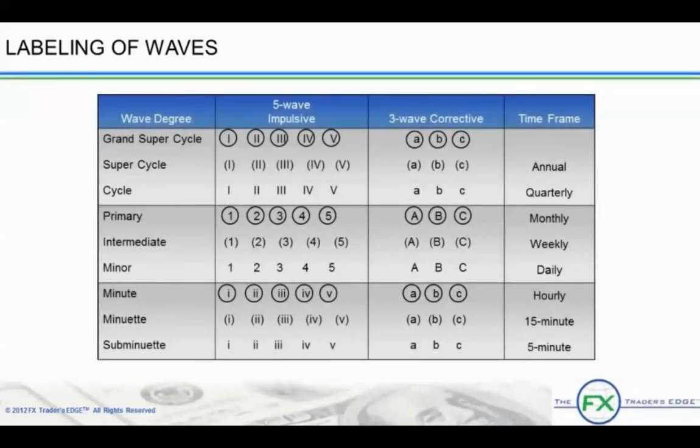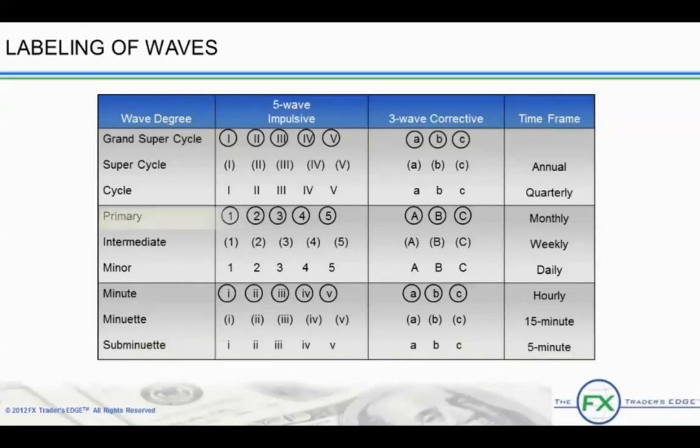The naming convention that I use is consistent with Elliott's labeling, as he named 9 degrees of waves, which you can see in this chart. There are 9 wave degrees, beginning with grand supercycle, the largest degree, and ending with subminuette waves, the smallest degree that he observed. Each wave degree subdivides into waves in the smaller degree.